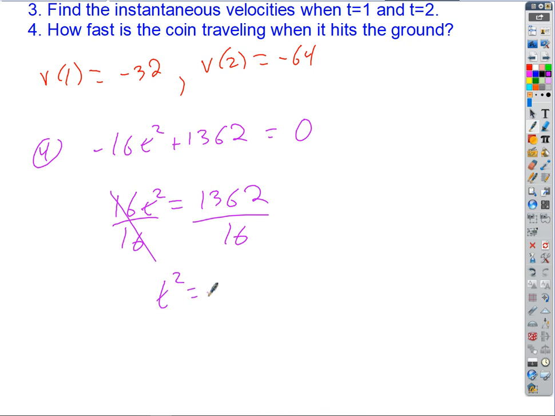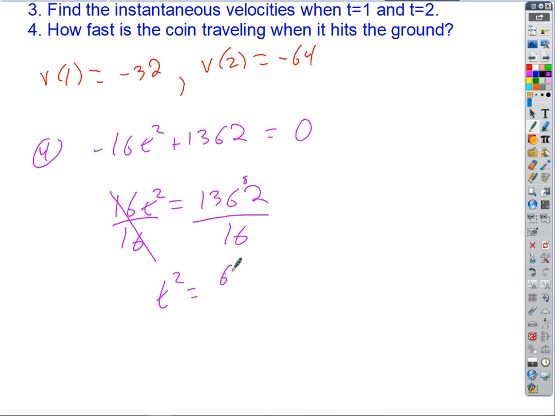What's that give us? 16 times 8 is going to be 128, with 85.125. Okay, that's good. So 85.125, you say? That's an eighth. So that's going to give us 85 and an eighth. So we're trying to square root that.